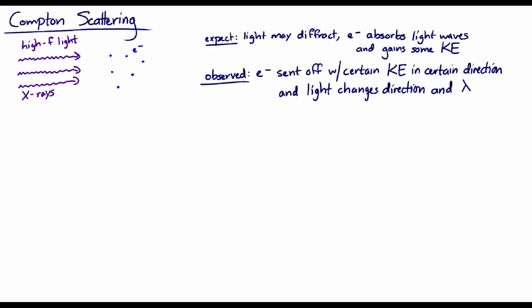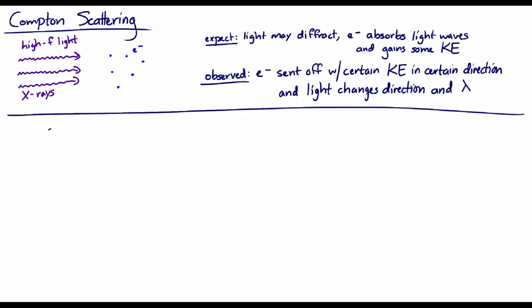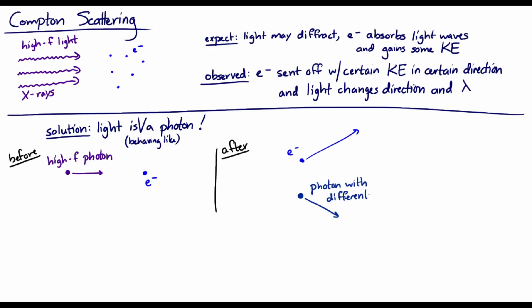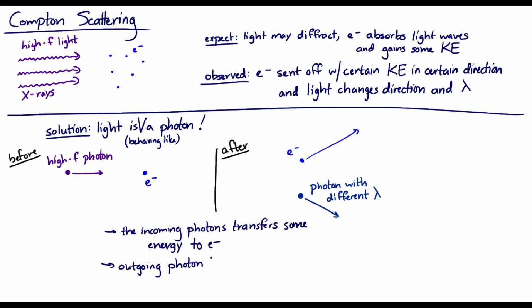So the way that this is explained is by considering the light to be made up of photons. So imagine one photon incident upon an electron. The photon comes in and interacts with the electron. And after that interaction, the electron moves off in a certain direction with a certain kinetic energy, and another photon moves off here. Now, the incoming photon contributed some of its energy to the electron. So the photon that comes out of the interaction has less energy, because again, some of that energy was transferred to the electron. So that makes some sense, because energy is conserved in this interaction.